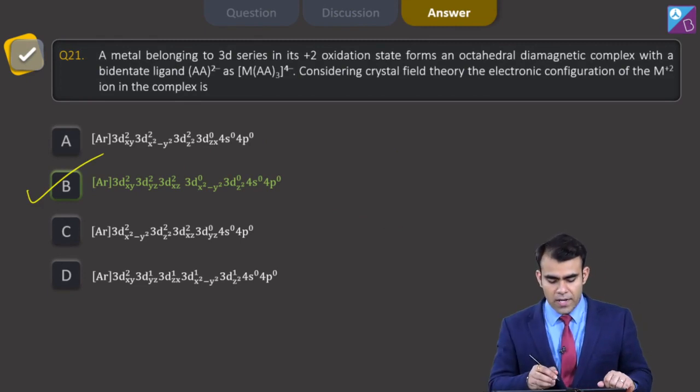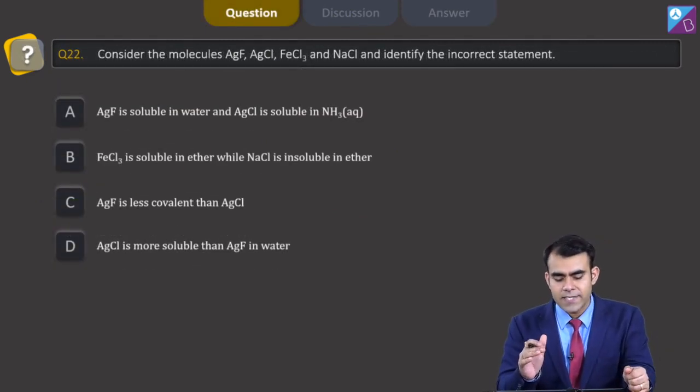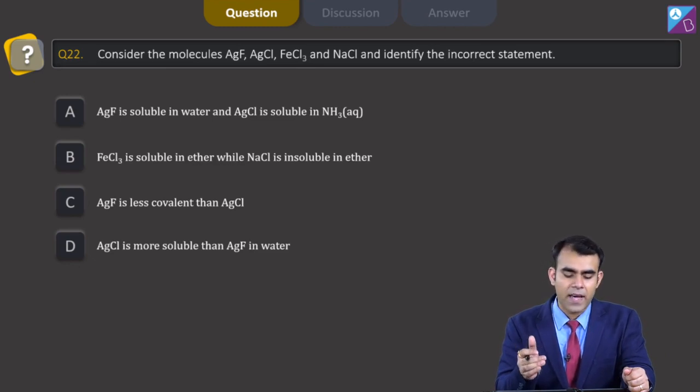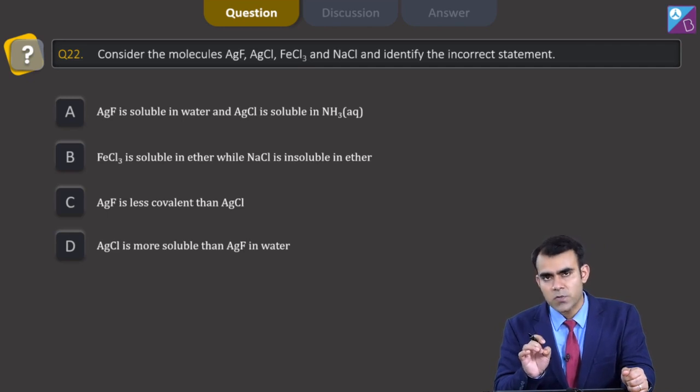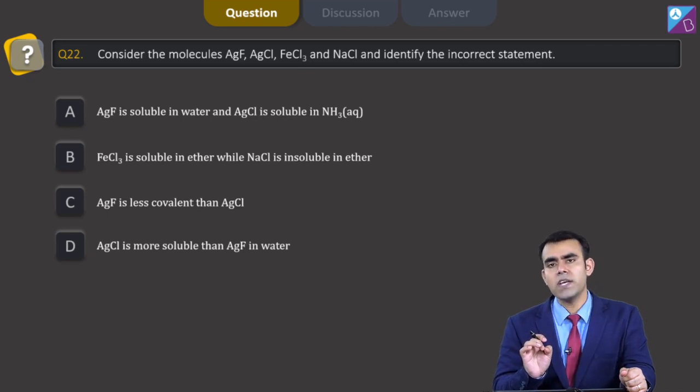Now moving on to the next question, it says, consider the following molecules, that is silver fluoride, silver chloride, ferric chloride and sodium chloride, and identify the incorrect statement. Now here we have been given 4 statements. We have to select the incorrect one. My first statement says AgF is soluble in water and AgCl is soluble in aqueous ammonia.